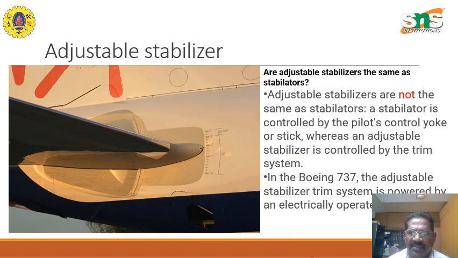Adjustable stabilizers are not the same as stabilators. A stabilator is controlled by the pilot's control yoke or stick, whereas an adjustable stabilizer is controlled by the trim system. In Boeing 377, an adjustable stabilizer trim system is powered by an electrically operated motor.